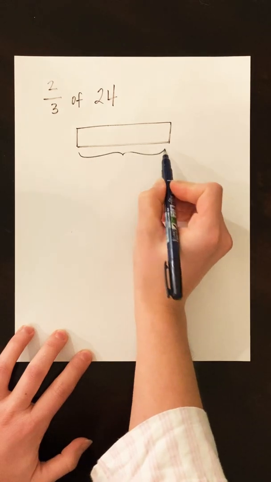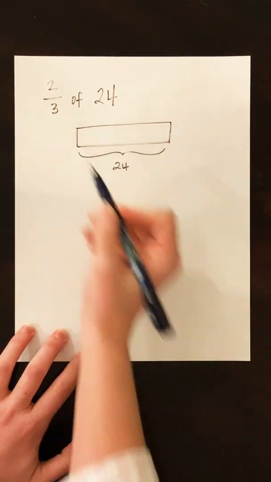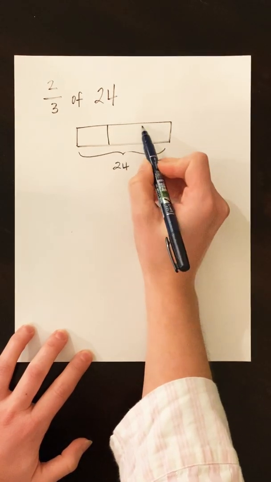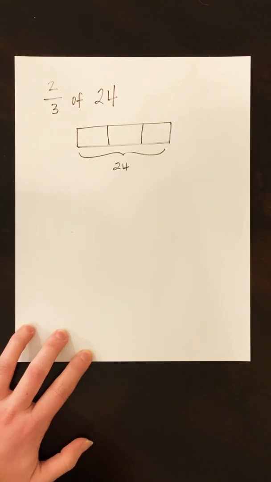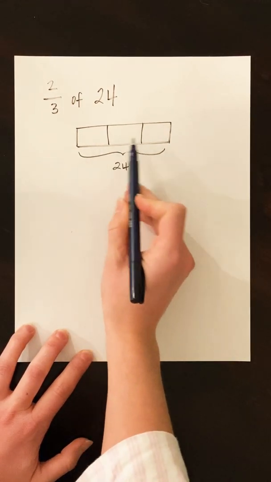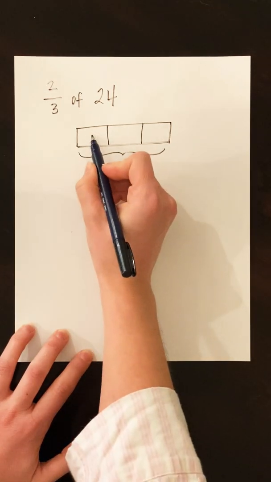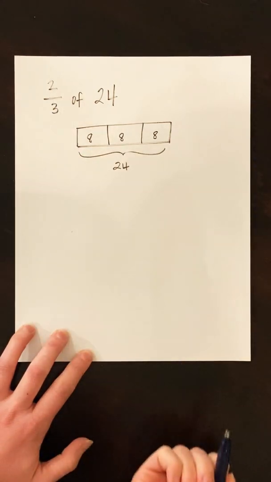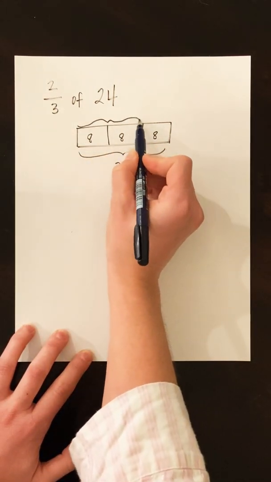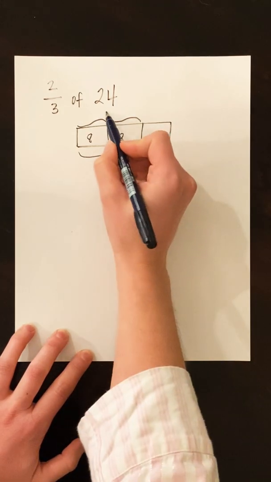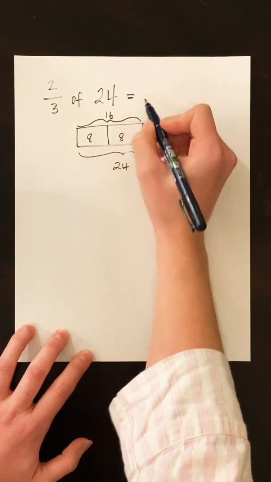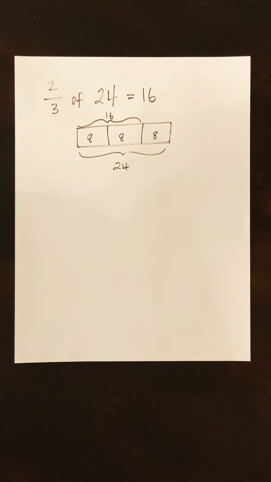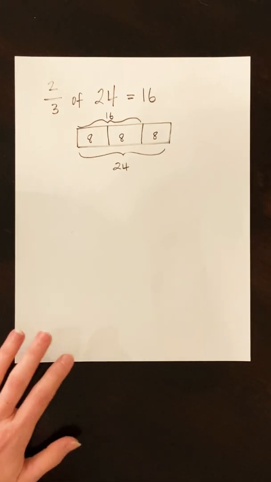So my total is 24, and then I'm going to look at my denominator, and that's going to tell me how many parts there are to this whole. So I'm looking at thirds. And if I look at that, I can see, okay, 24, and it's divided into 3 parts. So that means each part has a value of 8. So then I'm going to look at my numerator, and I need to figure out 2 of those 3 parts. And I can see 8 plus 8, that's 16. So 2/3 of 24 is equivalent to 16. So that again would be, if we have 24 students, 2/3 of that would be 16 students.